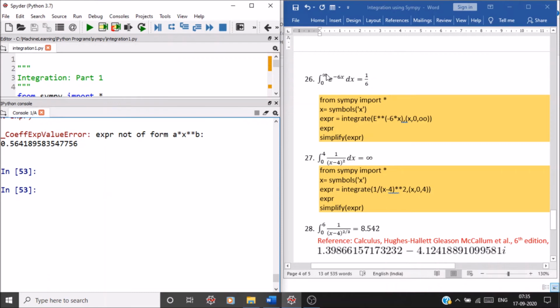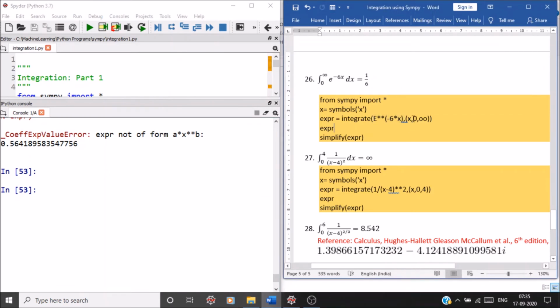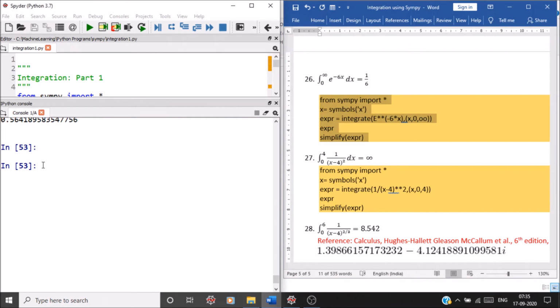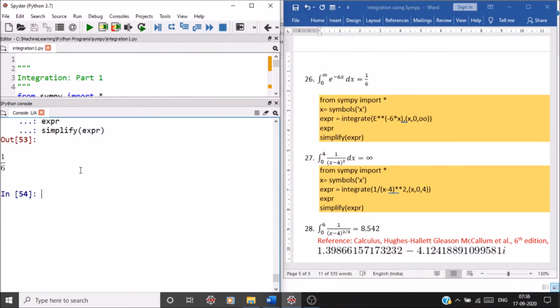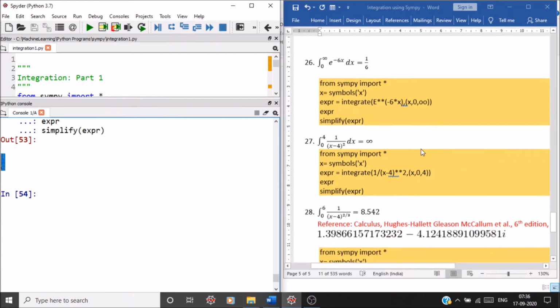Next is what? Integration from 0 to infinity of e to the power minus 6x dx is equal to 1 by 6. Okay. So we can see e to the power minus 6x, and the lower limit is 0 and the upper limit is infinity, and we can execute it and get the result. Okay, the answer is 1 by 6, as we have seen here.